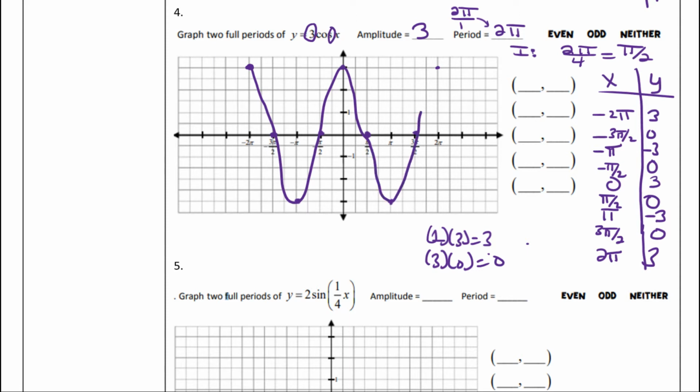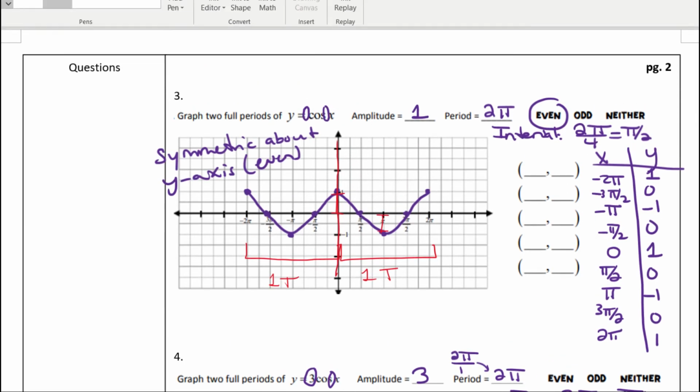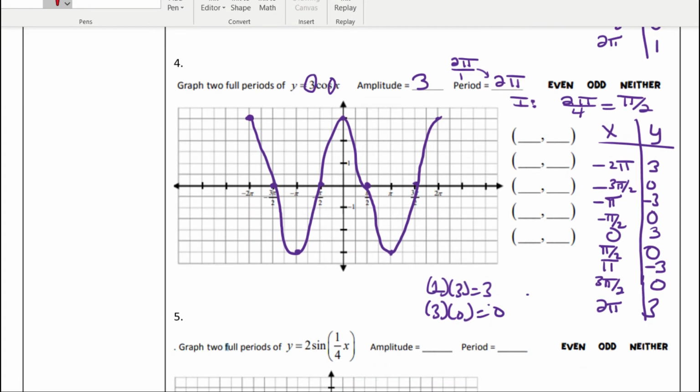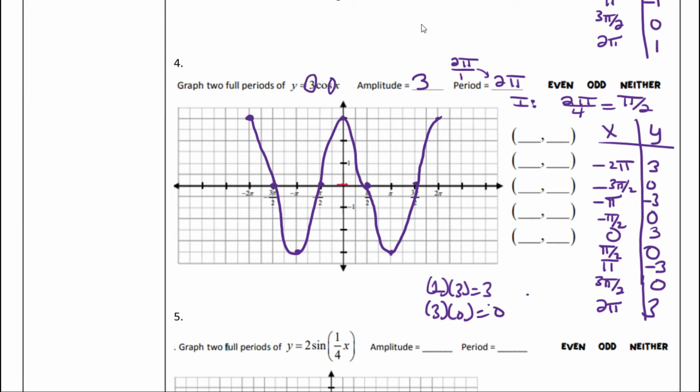All right, something like that. All right, so it looks like the same graph, but it's stretched by a factor of 3 because the 3 does a vertical stretch. So this makes sense. All right, so the amplitude is larger here. So the amplitude is larger than it was before, and the amplitude is 3.